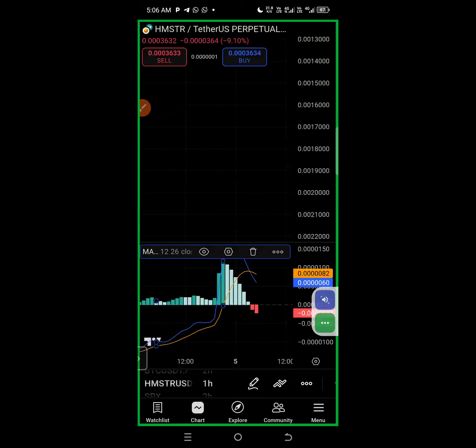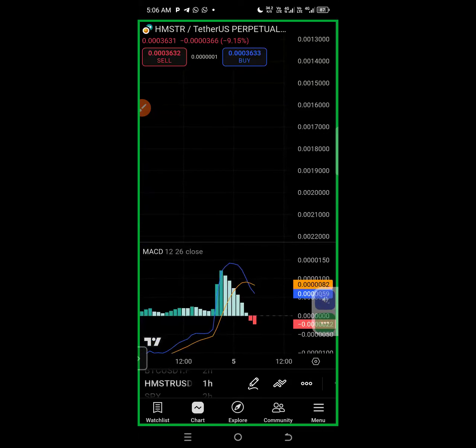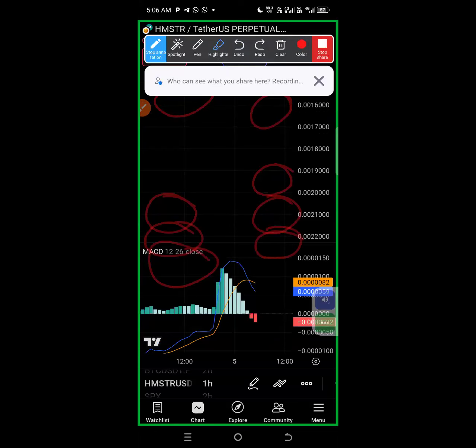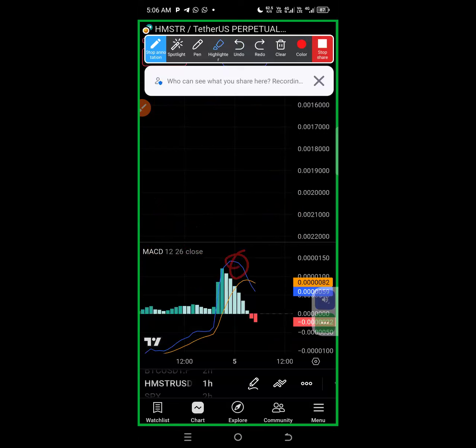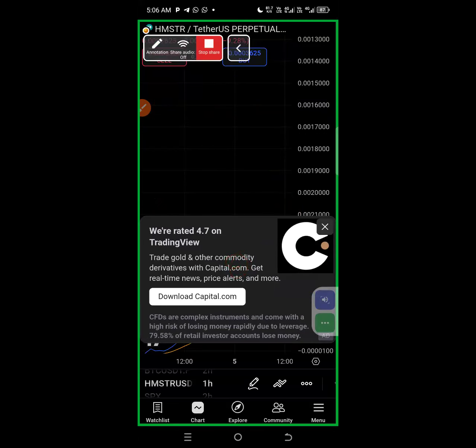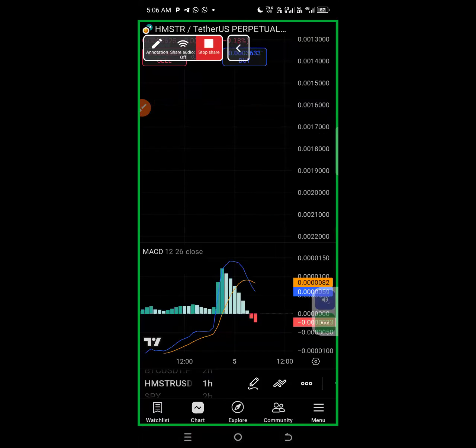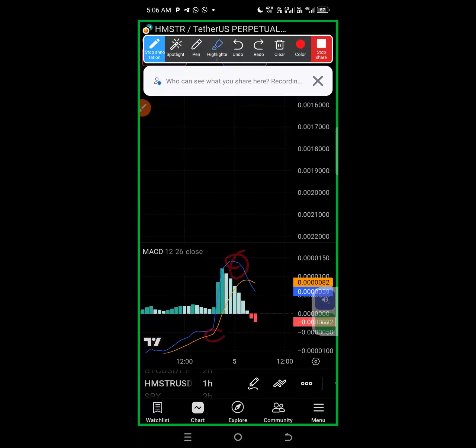Okay, good. So over here, the blue line that you see is signaled as the MACD line. And then the other line, which is, should we say, yellow or orange, is signaled as the signal line. So we have the MACD line and also the signal line.